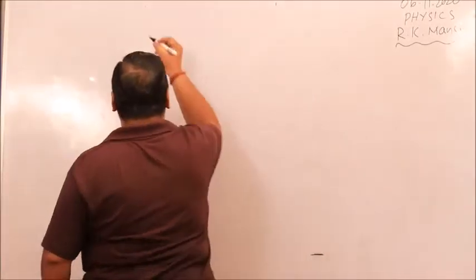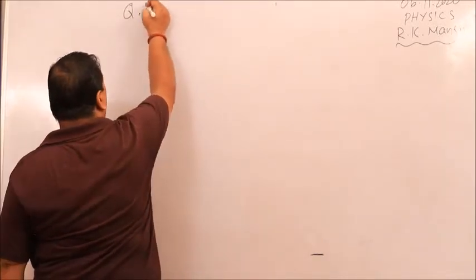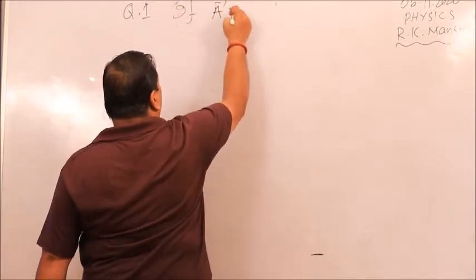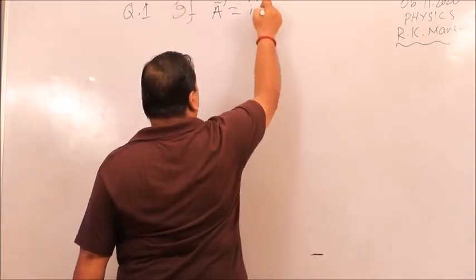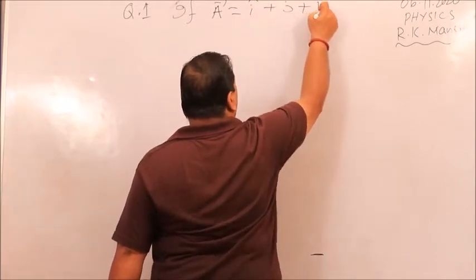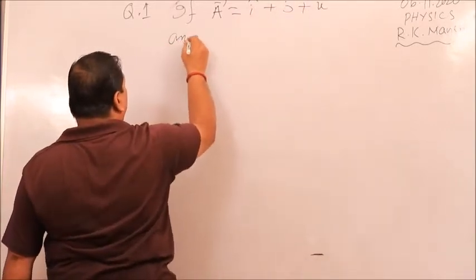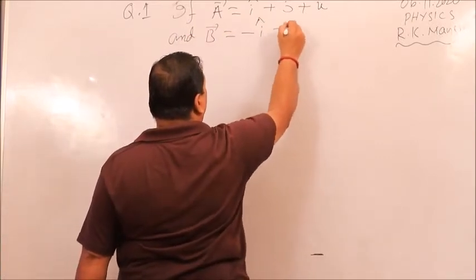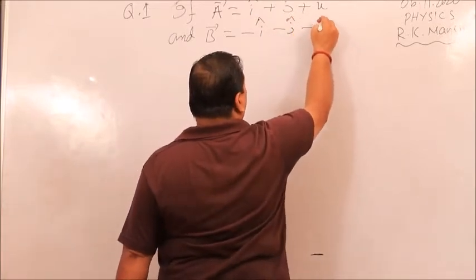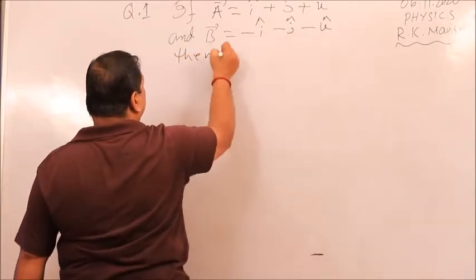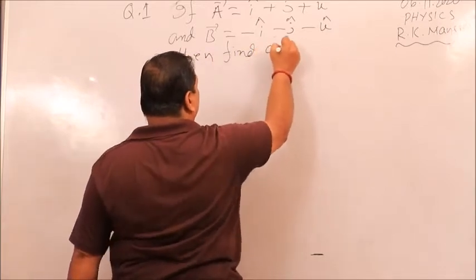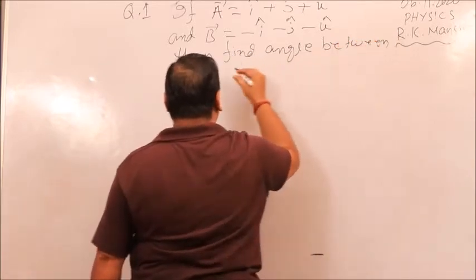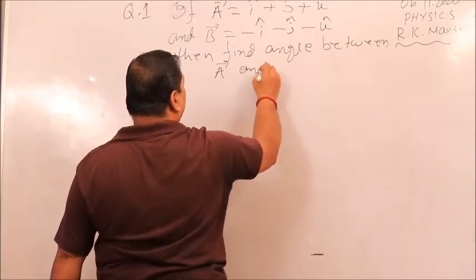Suppose the question is given: if vector A equals i cap plus j cap plus k cap and vector B equals minus i cap minus j cap minus k cap, then find the angle between vector A and vector B.